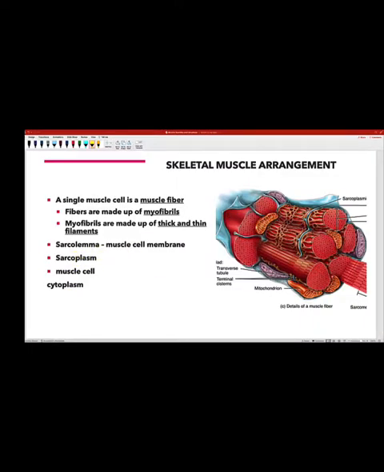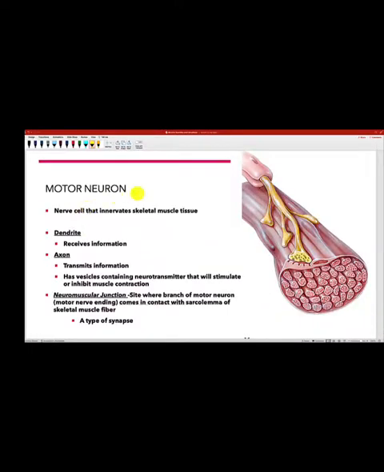Let me go here again. We know that we have a motor neuron that innervates a skeletal muscle, and you can see here that this motor neuron branches out across the entirety of a specific fiber. So this would be a fiber. These would be your myofibrils, and then inside your myofibrils are, again, your actin and myosin.